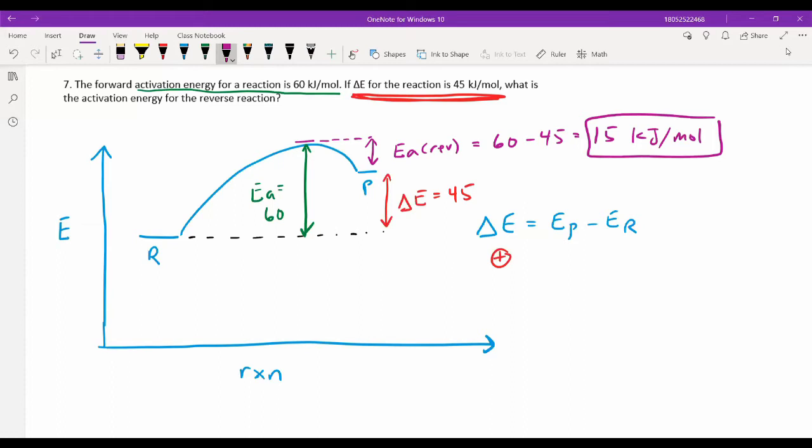So note that if you switch a reaction, like reverse it, the delta E definitely will change signs, but activation energy is always a positive number. So you can't say that if you switch a reaction, the activation energy just becomes negative 60. It doesn't work like that. It's always positive. Again, it's just how much energy you need to get over the top of that diagram. Okay, so make sure you can do that.